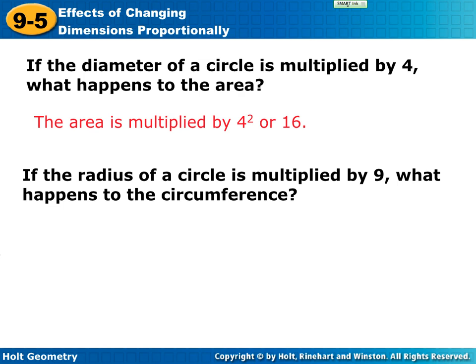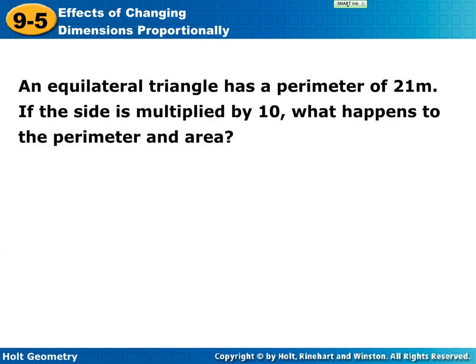Same way. So the circumference is going to get multiplied by 9. Equilateral triangle. If the side is multiplied by 10, on an equilateral triangle, if you change one side, is it going to change all sides? Yeah, so we're changing both dimensions. What happens to the perimeter? What happens to the area?